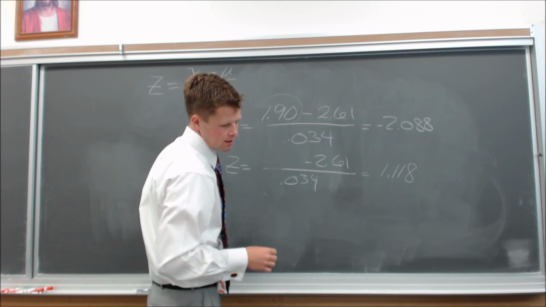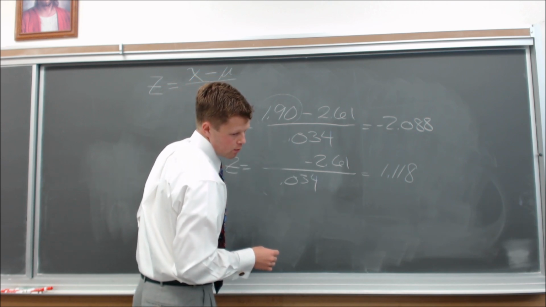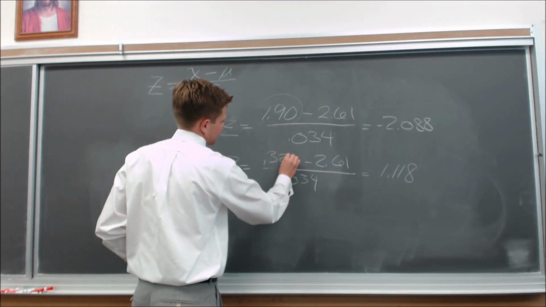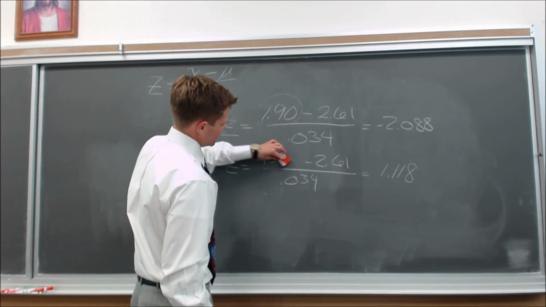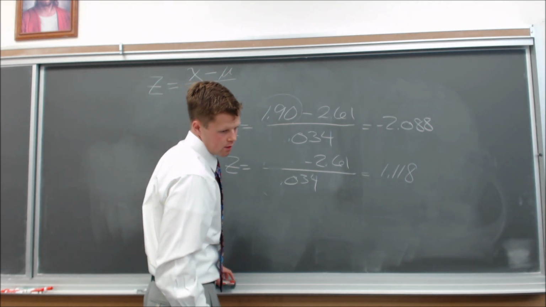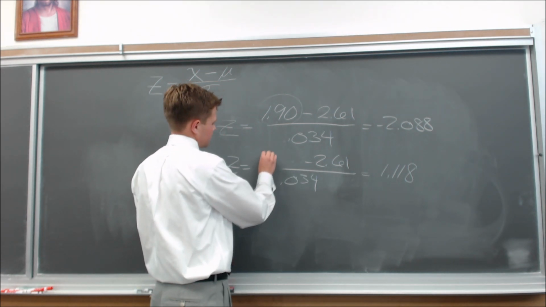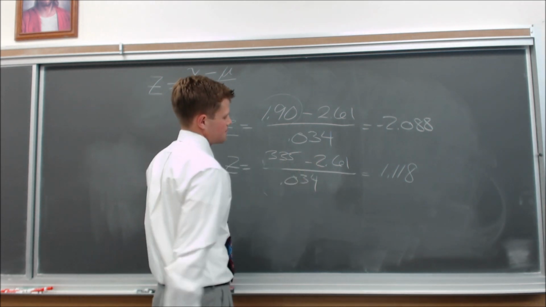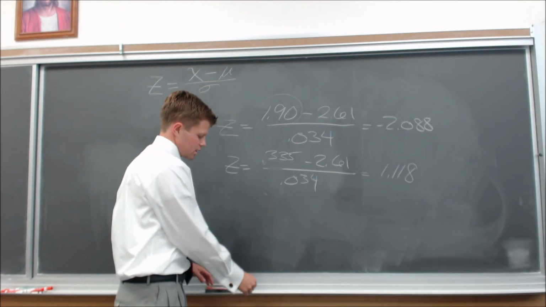Okay, and for C and D, you just replace this number. For C, you replace this number with 0.325, and then for D, you replace this number with 0.335. Okay, anything above 2 standard deviations we consider unusual.